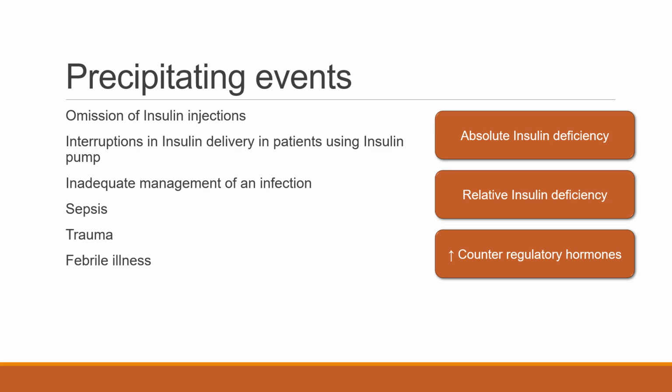So what are the common precipitating events? Omission of insulin injection in a diabetic, interruption in insulin delivery in patients using an insulin pump, inadequate management of an infection, sepsis, trauma or febrile illness, and many other conditions which ultimately result in one of these three things, that is absolute insulin deficiency, relative insulin deficiency, or increase in secretion of counter regulatory hormones, leads to the presentation of diabetic ketoacidosis.